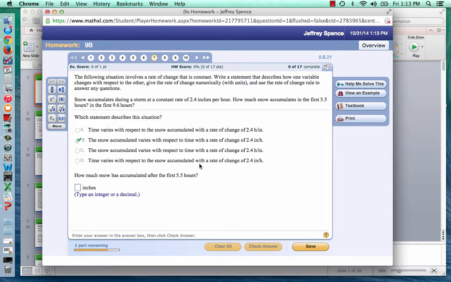How much snow is accumulated after the first 5.5 hours? If it's snowing at 2.4 inches for every hour, all I have to do is take 2.4 and multiply it by 5.5 hours. 2.4 times 5.5 gives 13.2 inches. The same thing: if it's snowing at 2.4 inches per hour and we want to know how much snow after 9.6 hours, you take 2.4 times 9.6 and you get 23.04.